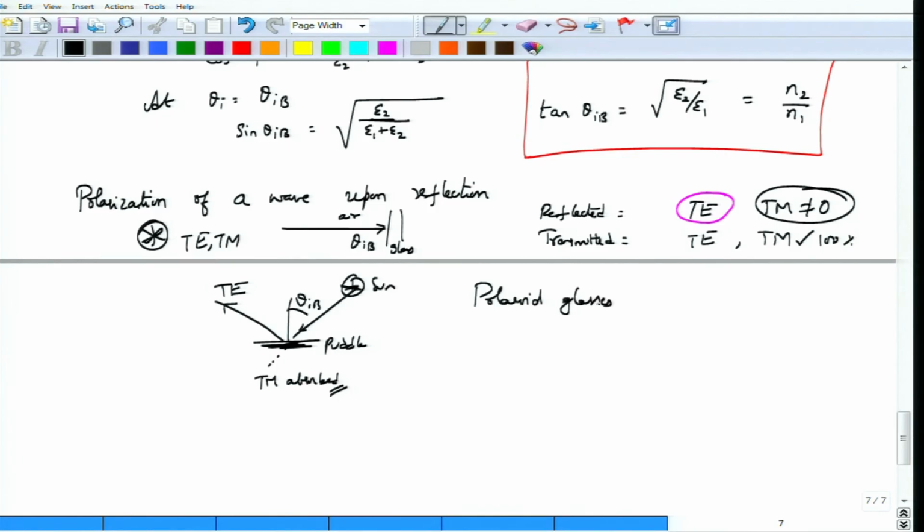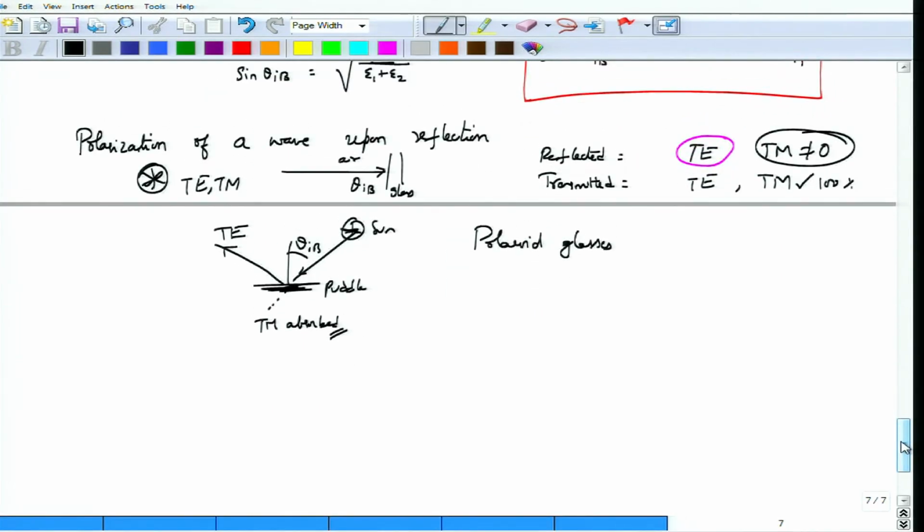So light coming from the sun is made to fall at a Brewster angle, the reflected light will be TE polarized and the transmitted field will be TM polarized light, TM plus some amount of TE polarization. So these are used in anti-glare cases.